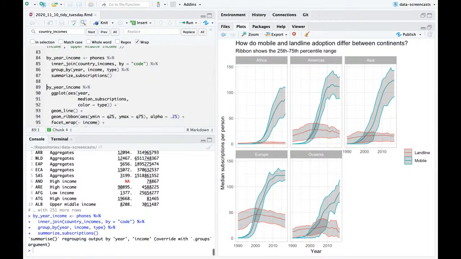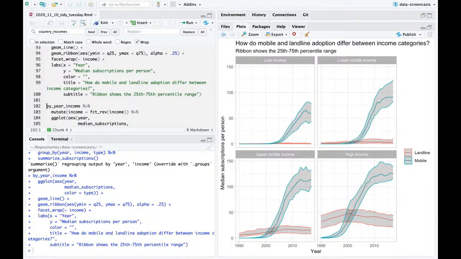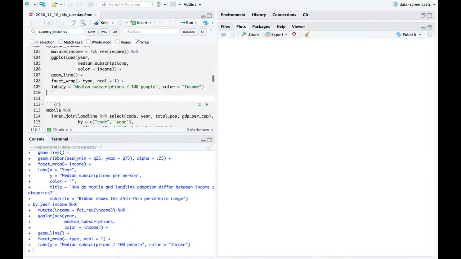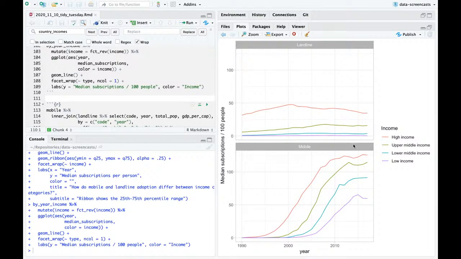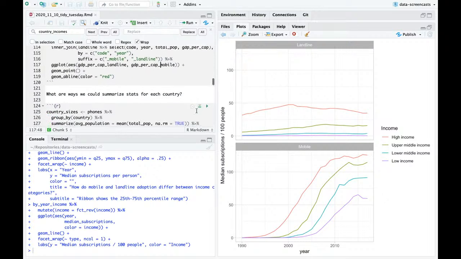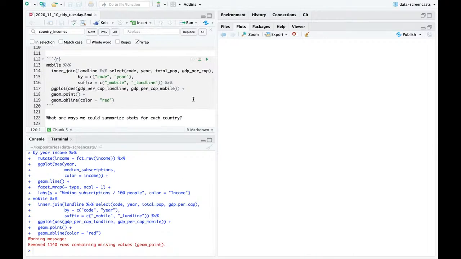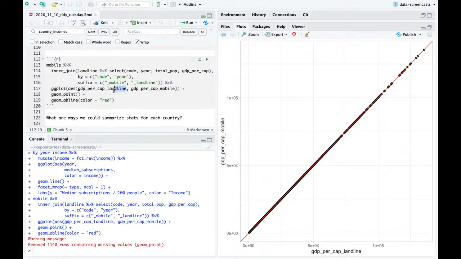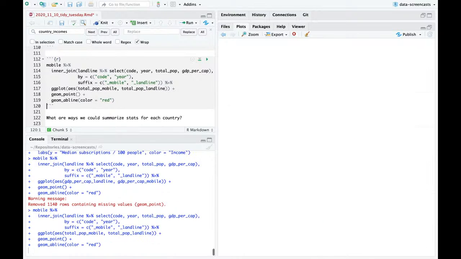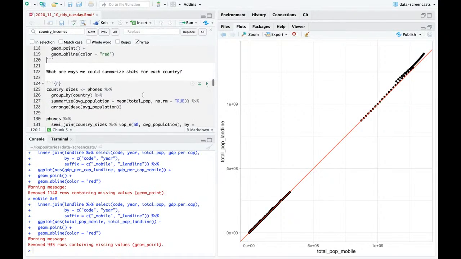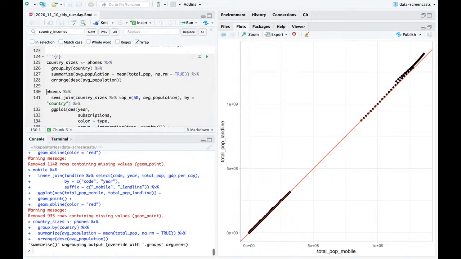From then on, we were asking questions like, what's the average income? And there were two ways to visualize that: one, letting each of these incomes have its own facet. My favorite visualization so far is this one. It's a very simple visualization, but it gets the idea across. We also did a little data quality checking, where we found that the total population for mobile and for landline don't always match. Then we did a little summarizing within countries.